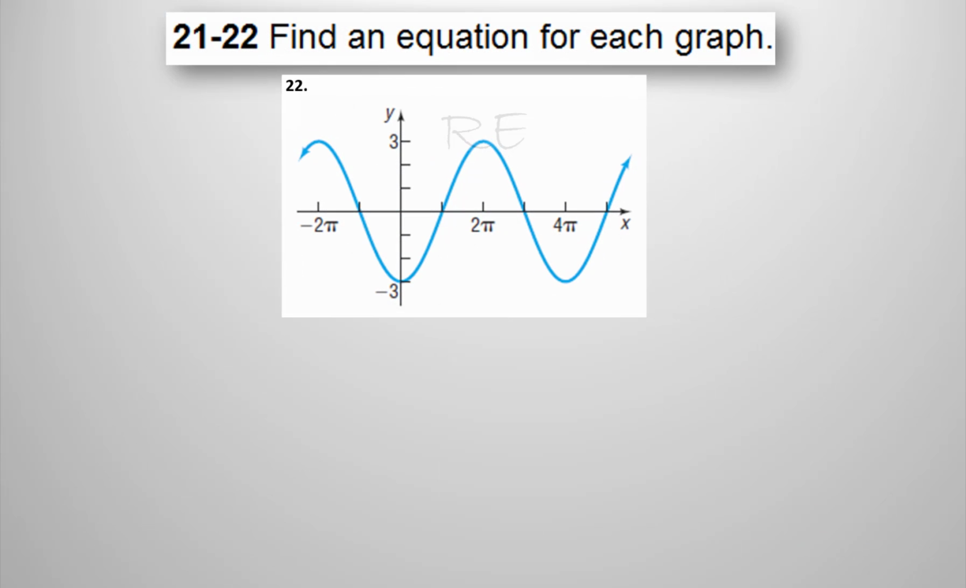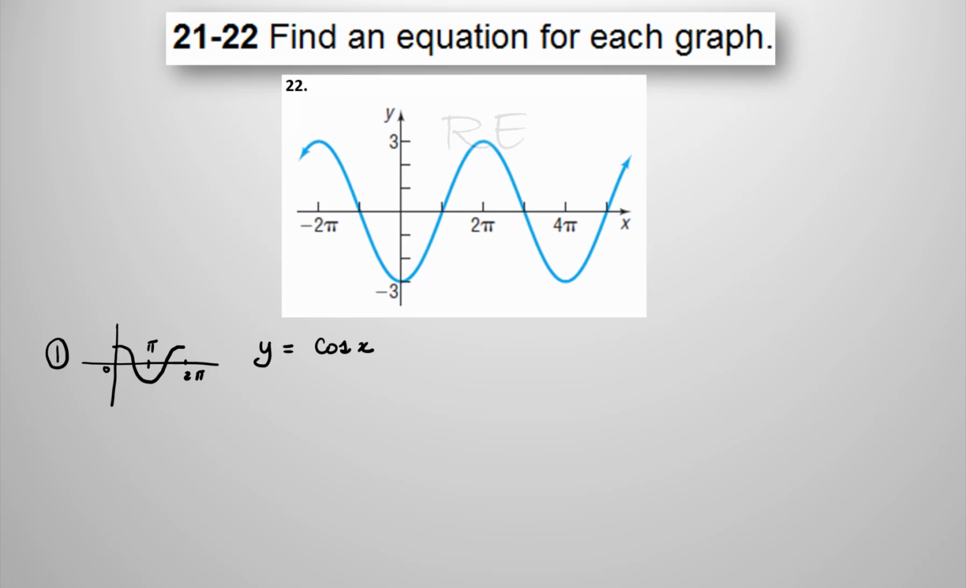Student must be aware that the parent function for this graph is the cosine function. So now, of course, the curve is inverted. We'll take care of that later on. The parent function is y is equal to cosine x.